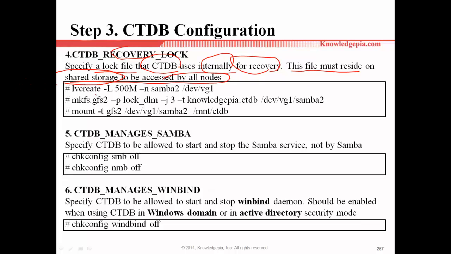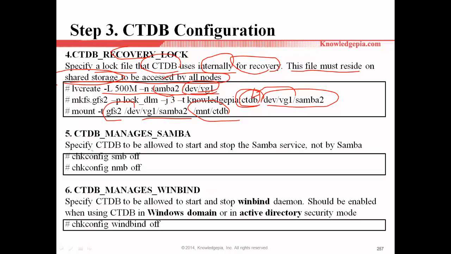So in my case, the LV create here, the Samba 2. This one belongs to volume group 1, and the CTDB is the same. Using the Samba 2 logical volume, we will create the CTDB and have that mount GFS2, Samba 2, and MN CTDB.